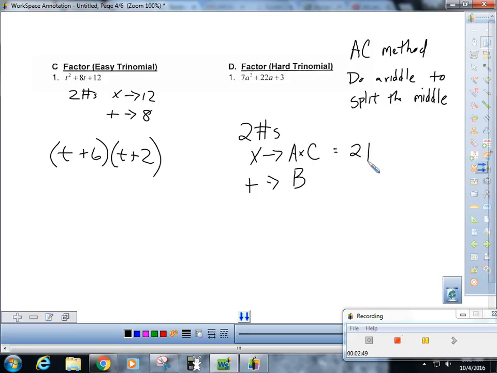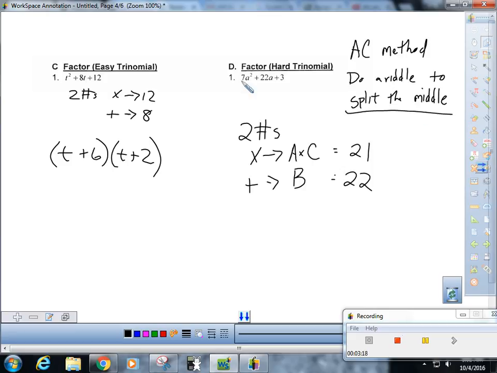And they're going to add to be 22. So two numbers that multiply to be 21 and add to be 22. Those are 21 and 1. 21 times 1 equals 21. 21 plus 1 equals 22. But the hard thing about these is that's not the answer. That's how you split the middle.